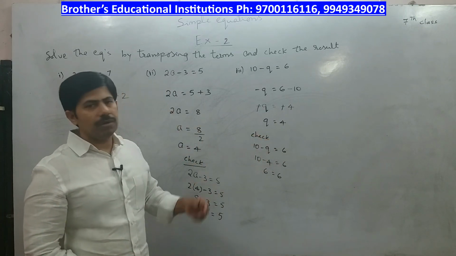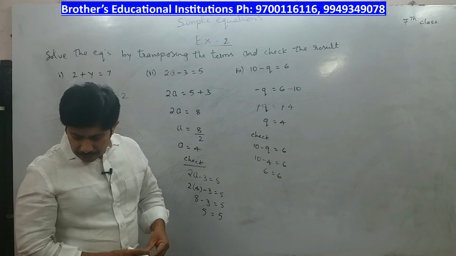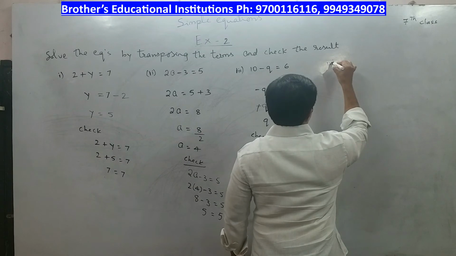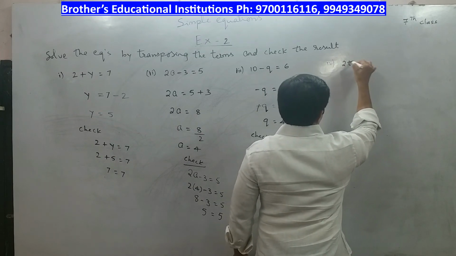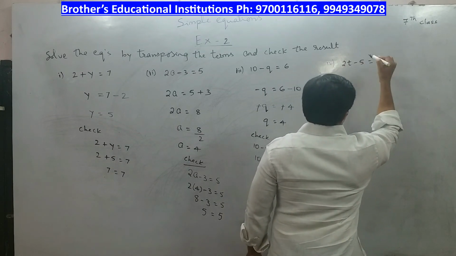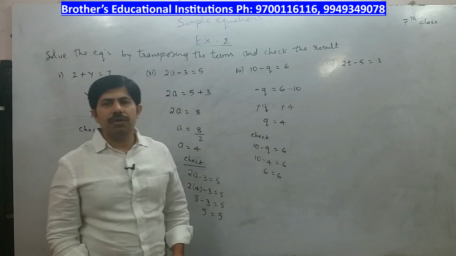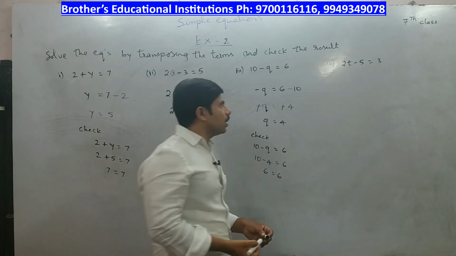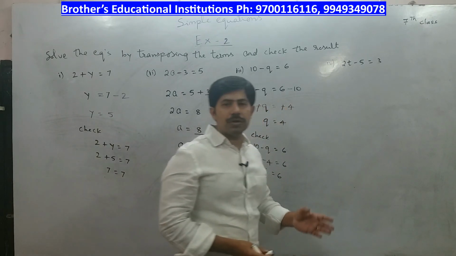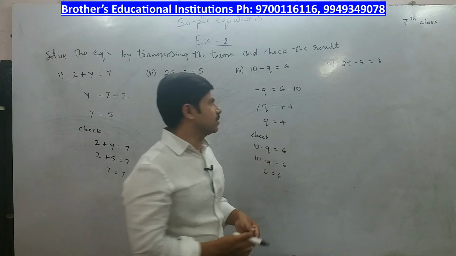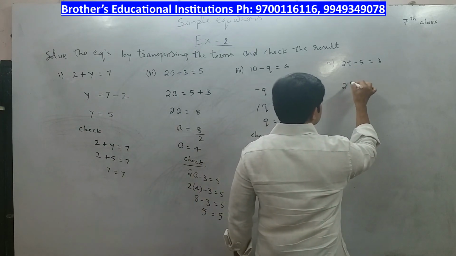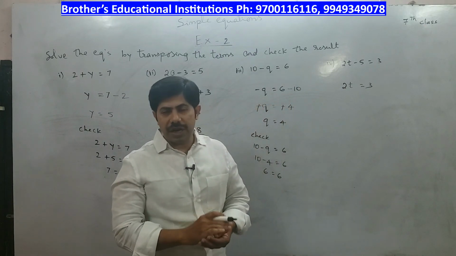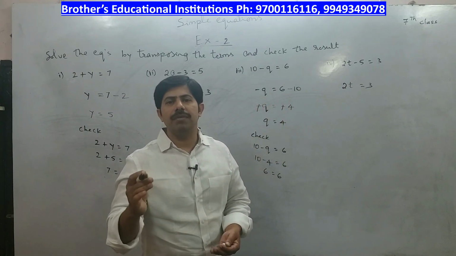Okay. So next problem we will do, that is the fourth one: 2t minus 5 is equal to 3. Here we have to transpose the constant which is in the LHS. So that is 2t as it is, 3 as it is. Now I am transposing minus 5. When we transpose minus 5, it changes the sign, it will become plus 5.